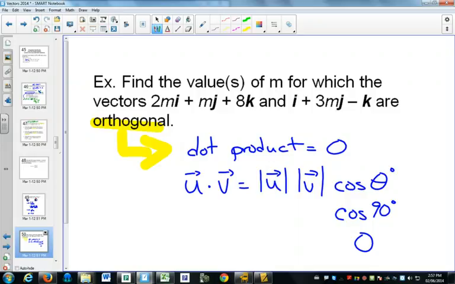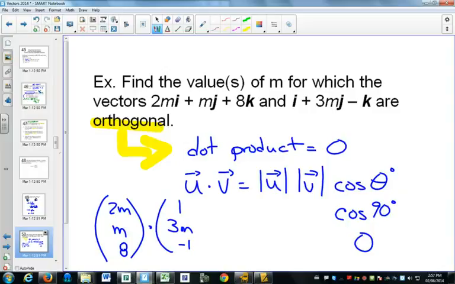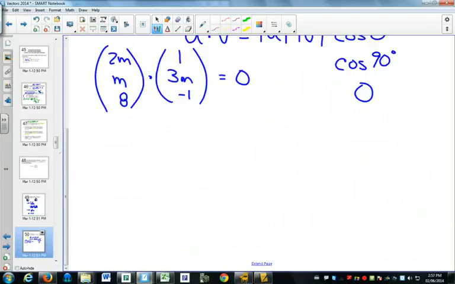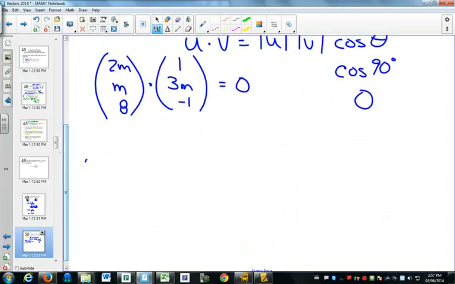Well, the vectors I have right now are 2m, m, and 8, dot product with 1, 3m, and negative 1, and that has to equal 0. Well, a dot product would say that I have 2m plus 3m squared minus 8 equals 0. How do you solve something like that? Factoring. So I'll write it.